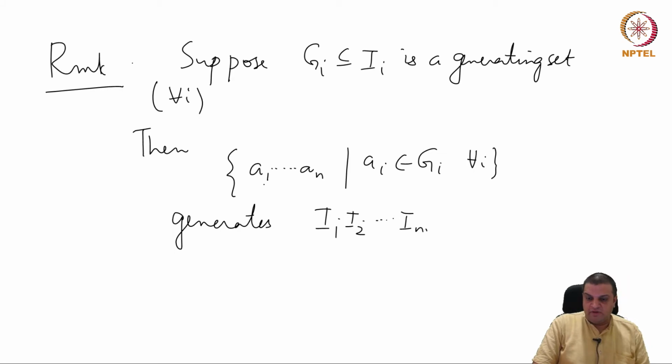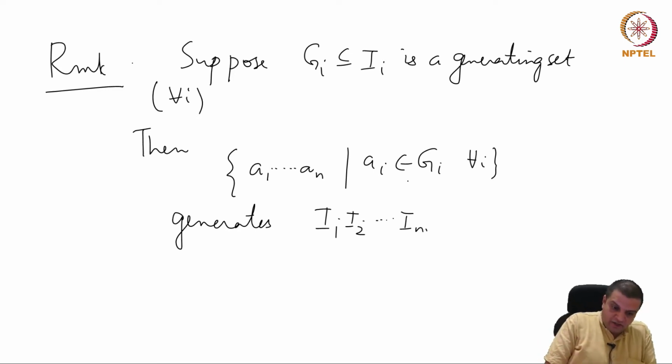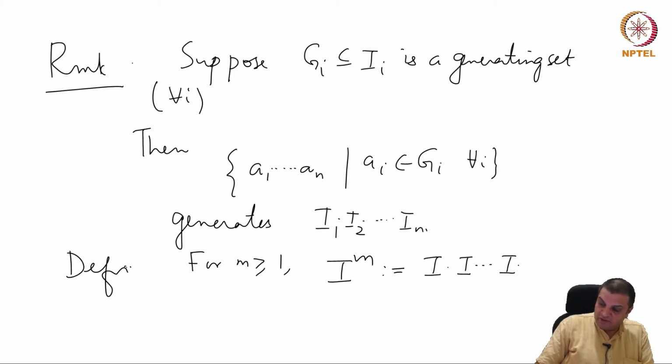That's because an arbitrary element from Ii can be expressed in terms of the elements from the generating set for Ii, and then one can rewrite it in terms of these. Okay, so this is the remark, and a definition here. For m greater than or equal to 1, define the mth power of I to be the product of I with itself m times.